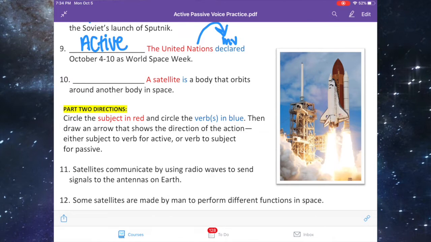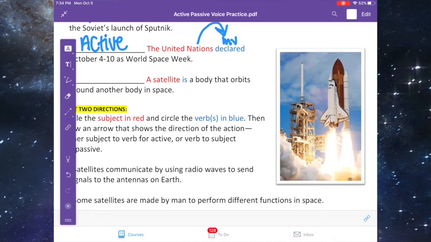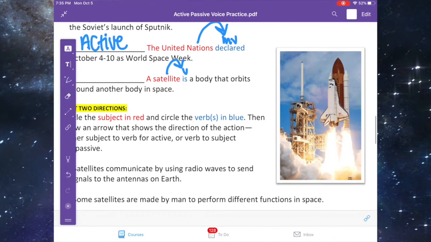And our last one, number 10, a satellite is a body that orbits around another body in space. Our subject is a satellite. Our verb is going to be is. Notice we only have one verb here. There's no verb combo, so this cannot be passive voice. And here, the satellite is in the state of being. So since we have no combination of a helping verb and main verb, and our subject is doing the action, this is an example of an active voice sentence.